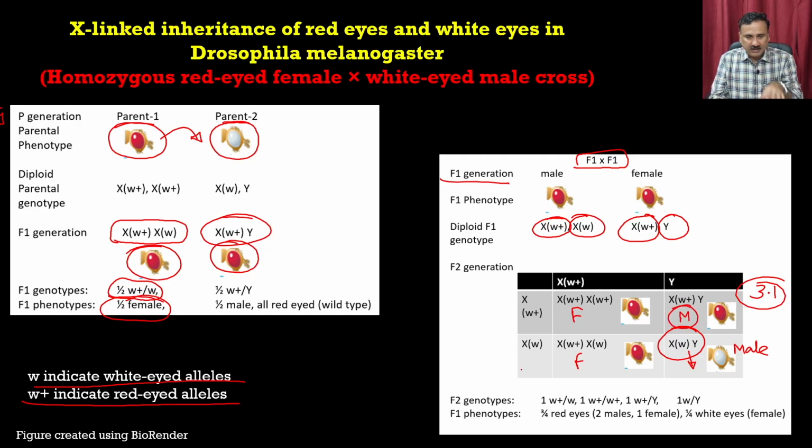In the F2 genotype, you are going to have these genotypes: one X^W+ X^W+, one X^W+ X^W, one X^W+ Y, and one X^W Y. In the F2 phenotype, 3/4 are going to be red-eyed, two females and one male, whereas 1/4 is white-eyed and male. So this is all about X-linked characters.